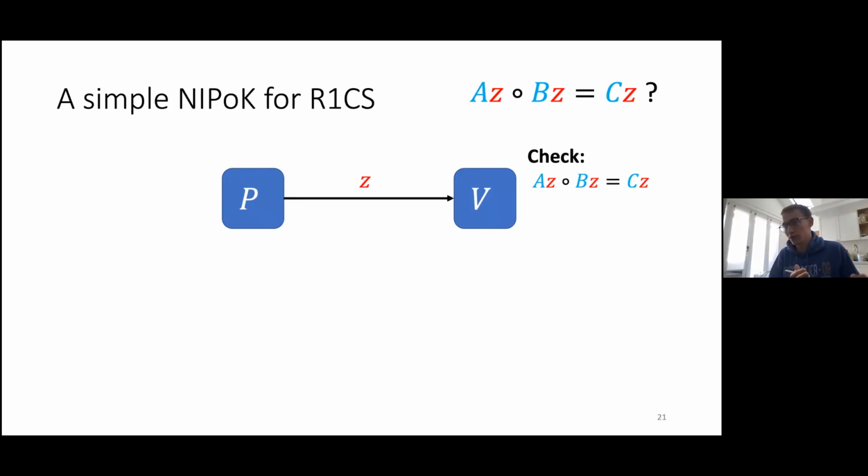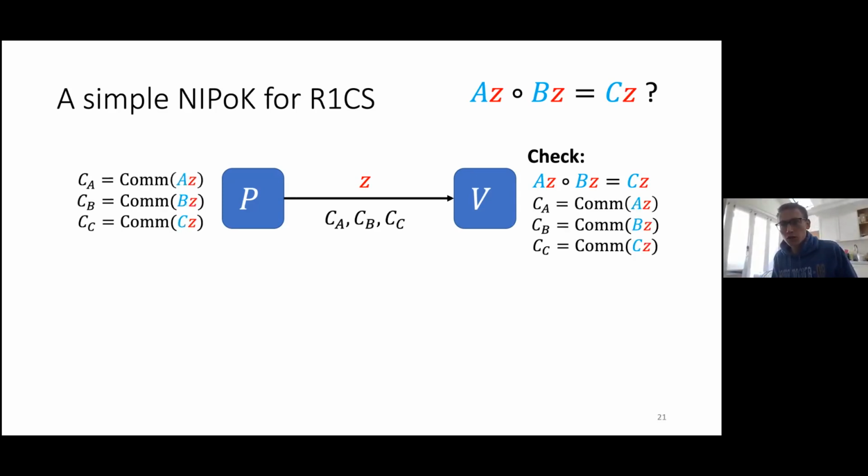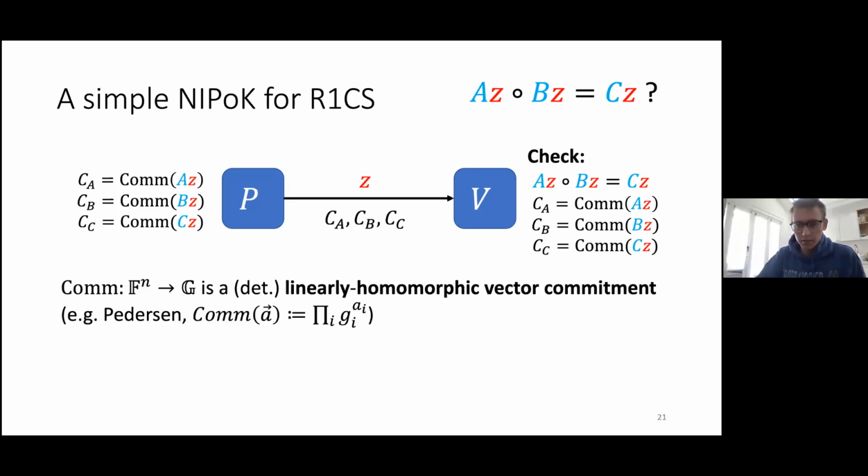It's a proof that the prover in fact knows Z because he sent Z, and it is non-interactive because there's only one message. There's no succinctness, of course. We'll actually use something a tiny bit more complicated, but all that we'll do is commit to AZ, BZ, and CZ. So we'll use a vector commitment, like a Pedersen commitment, and commit to CA, CB, and CZ.